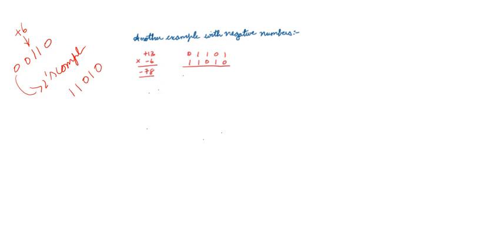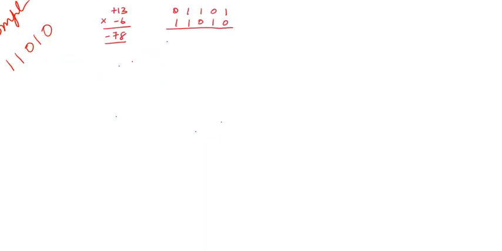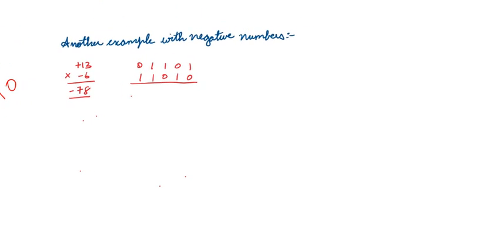So this is number 13 and -6 represented in 2's complement form. If you multiply, you should get -78. Now using the Booth recoding technique, we have to recode the multiplier, that is 1 1 0 1 0. How will you recode? You compare this bit with this one. If they are the same, it is recoded to 0.